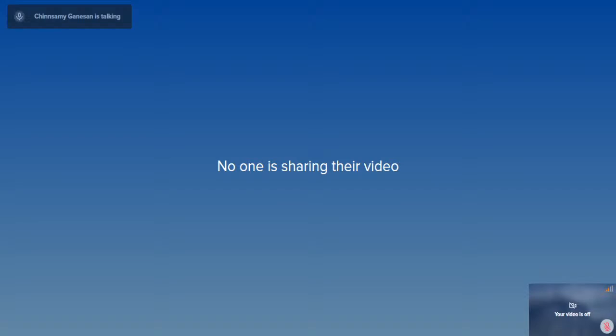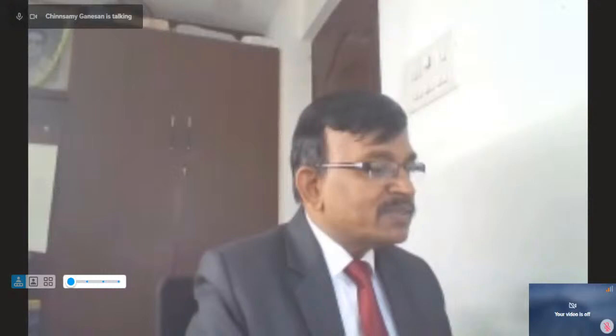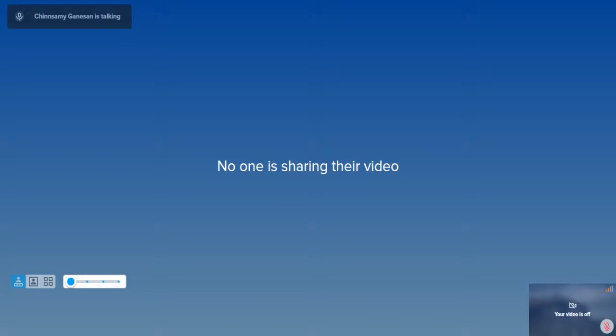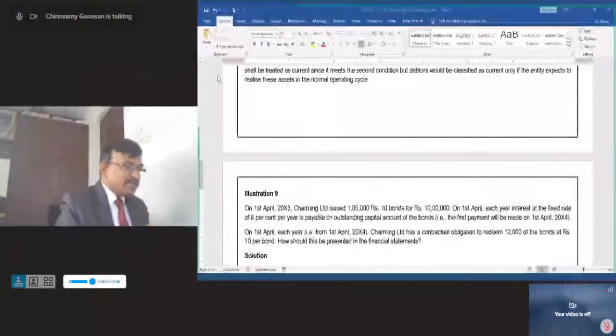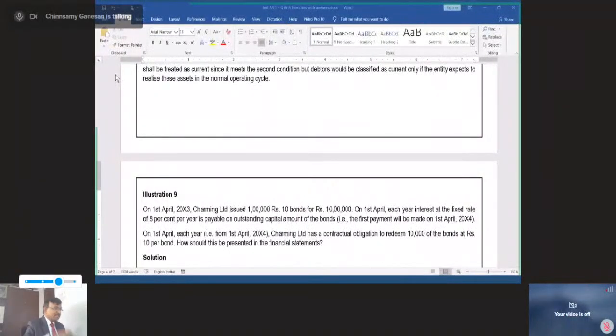Shravani is asking, in the current asset condition, this 12 months after the reporting period must be taken from the end of the reporting period, example 31/3/2020. Yes, not from the transaction date. That's what I think your question is, Shravani. It is not 12 months from the date of the transaction. It should be taken from the end of the reporting period. That means 31st March 2020 is the end of the reporting period. From that, 12 months up to 31/3/2021, if you are expecting to realize it, it's still a current asset. Inventory held for sale is always classified as a current asset.